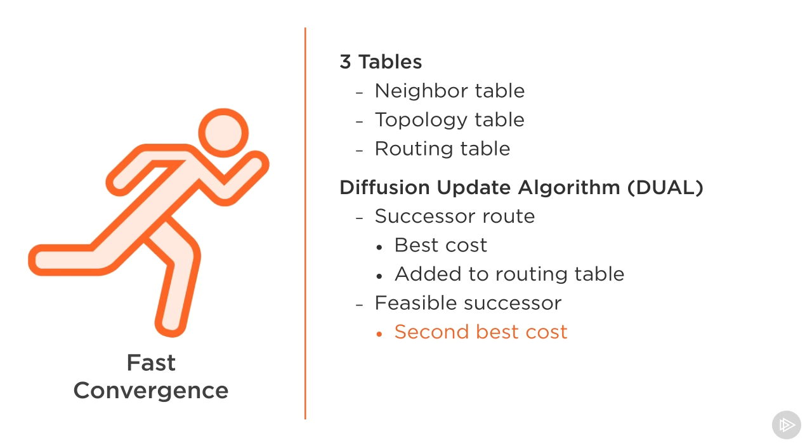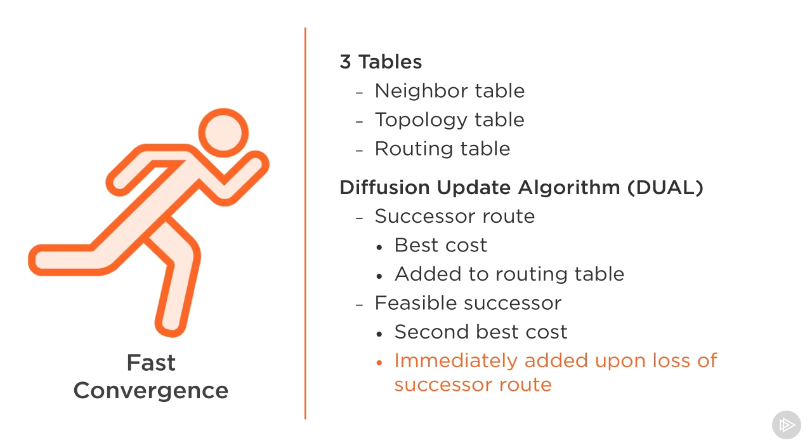What will happen is the DUAL algorithm will label that route in the topology table. And should we lose the path to the successor route, right, some network in the path that is the best cost path to that successor route, should that path become disrupted, what will happen now is the feasible successor route will be immediately added to the routing table when we lose that successor route. The diffusion update algorithm does not need to do any calculation for this to happen.